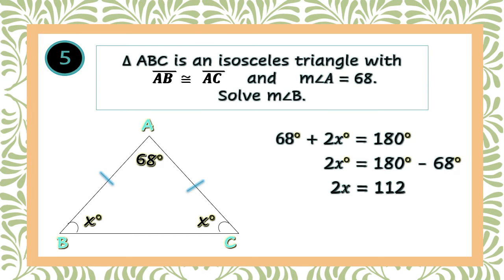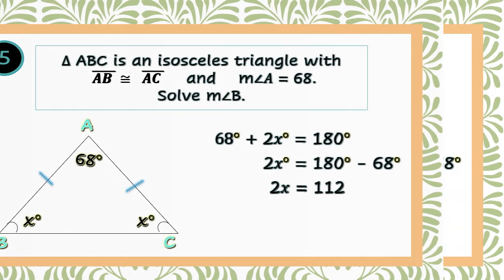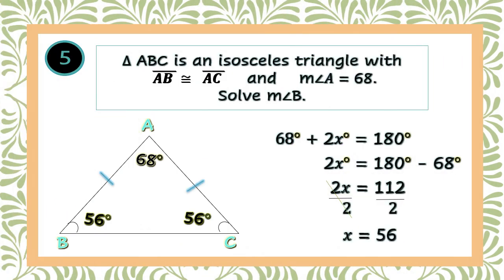We will divide both sides by 2. So, 2x divided by 2, we have x, and 112 divided by 2, we have 56. The value of x is 56. Now, the measurement of angle B and angle C is 56.